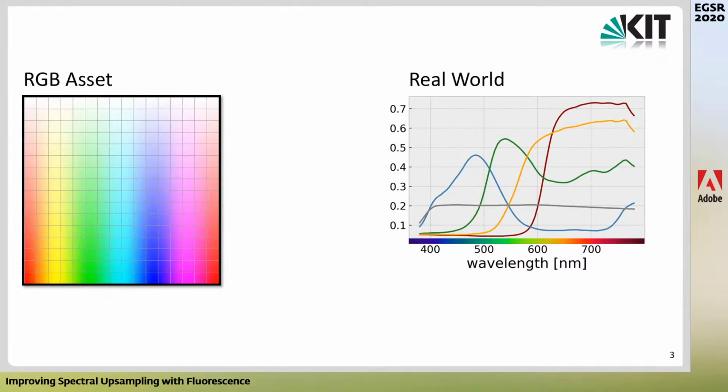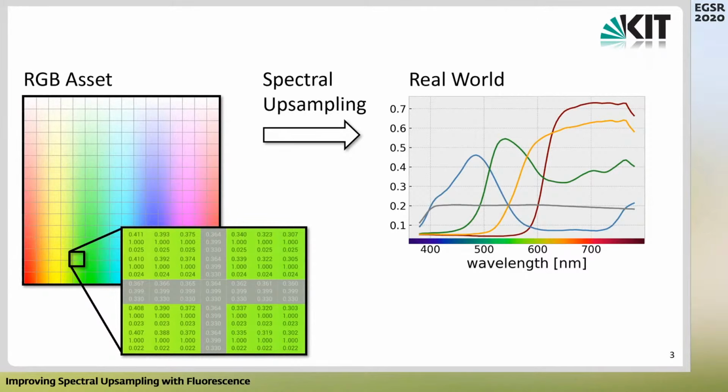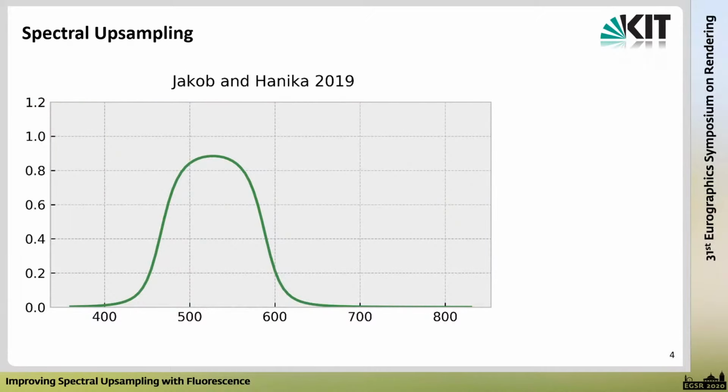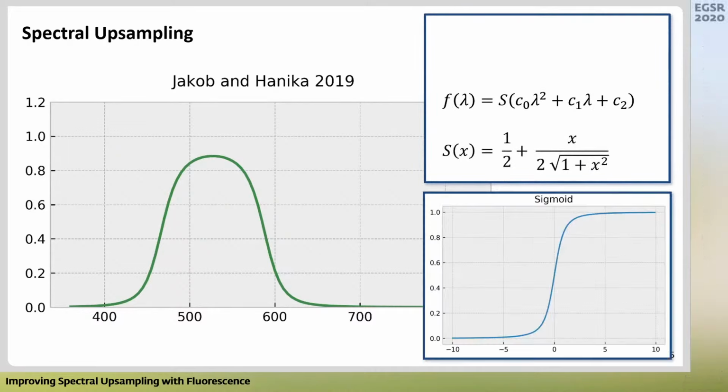However, most assets that we have today are given in RGB, which means that each color is represented by 3 discrete values instead of a continuous spectrum. So in order to do spectral rendering, we have to transform these RGB triples to reflectance spectra, which is called spectral upsampling. A recent method for this was proposed by Jakob and Hanika, who modeled their reflectance spectra analytically as a polynomial, which is then mapped through a sigmoid squashing function.